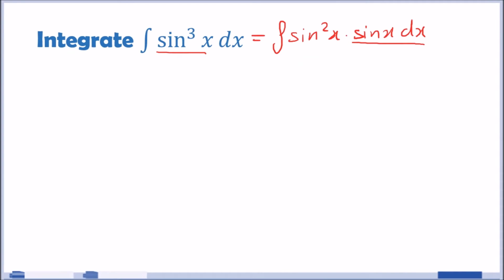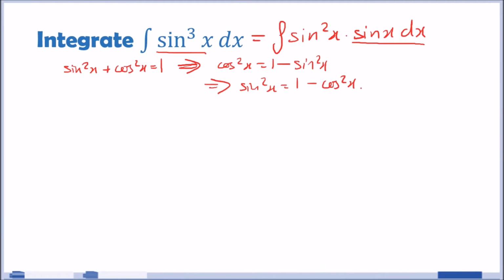Thankfully, using the useful identity that sine squared x plus cos squared x equals 1, we could rearrange this to make sine squared the subject. This should give us cos squared x equals 1 minus sine squared x. Oops, other way around, should give us sine squared x equals 1 minus cos squared x. My bad guys, second part. And hence, we just substitute sine squared x with 1 minus cos squared x. So therefore, the integral of interest now is 1 minus cos squared x, times sine x dx.